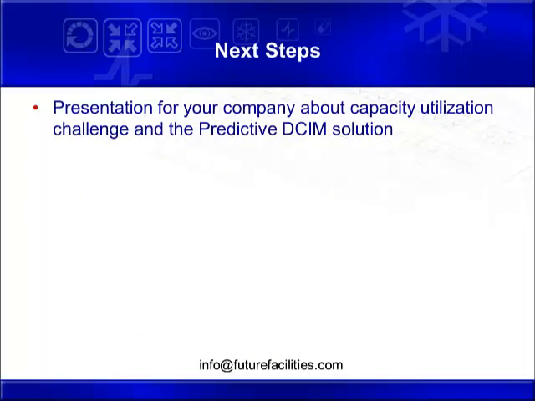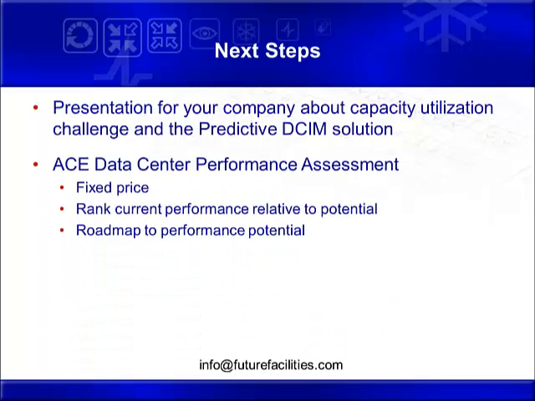As far as next steps, we would be happy to present to your team and discuss in detail the problem of low capacity utilization efficiency. Future Facilities also has a new data center performance assessment service called ACE for availability, capacity, and efficiency. This is a fixed price project that ranks the performance of your data center relative to its peak potential. This ranking is a view of how far your data center has drifted from its intended performance and is the basis for calculating the return on improving performance. Also included in the assessment is a new roadmap of physical changes that will raise the ACE ranking.